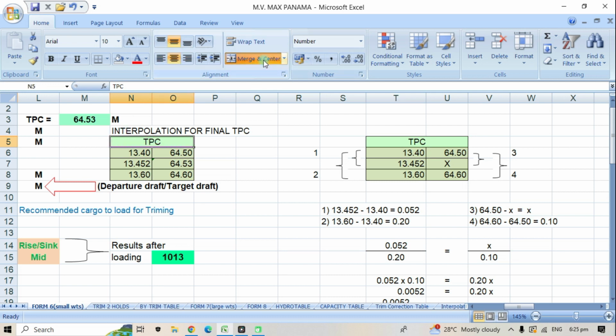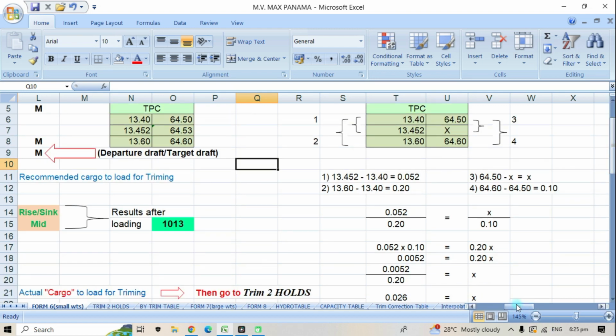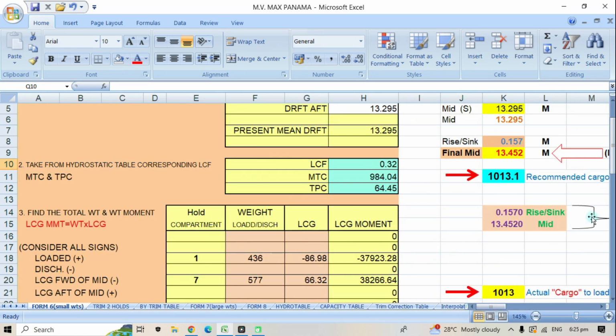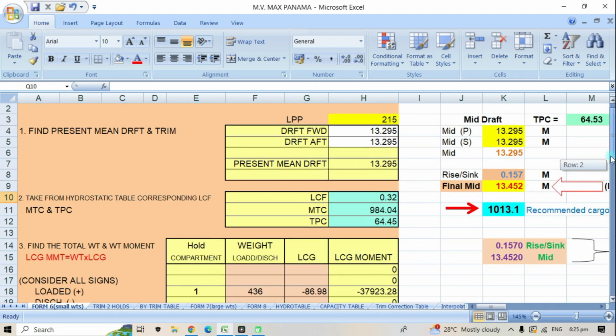Okay. Now we will concentrate on the initial drop, which is a mean drop of 13.295. We will get the values of LCF, MTC, and TPC by interpolation.